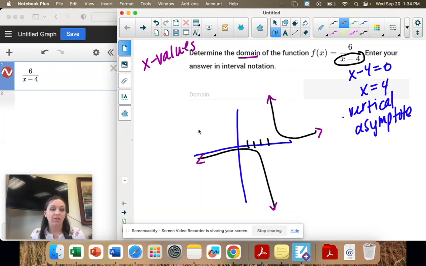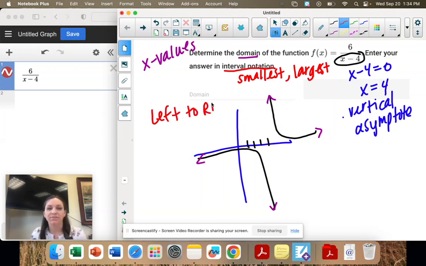And we're writing that in interval notation, which means you take the smallest number, comma, the largest number. So in order to get the smallest number first, you read the graph left to right. So I'm going to start on the left here at negative infinity, and I'm going to go all the way until x equals 4. And then it's going to jump. And then we pick up again at really, really close to 4, but not quite 4. And we go to infinity.